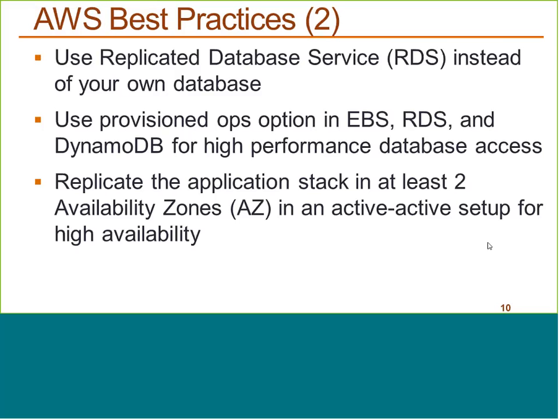If you are looking for high performance, use the provisioned IOPS feature. This is available in services like EBS, RDS, and DynamoDB. So provision your IOPS according to what level of performance you want. And if you want high availability, replicate your application stack in at least 2 availability zones in an active setup. We've already seen a use case of this in the previous class.